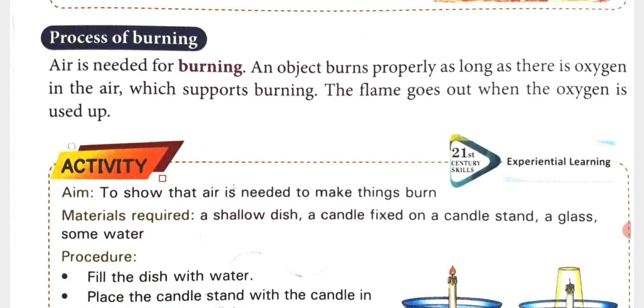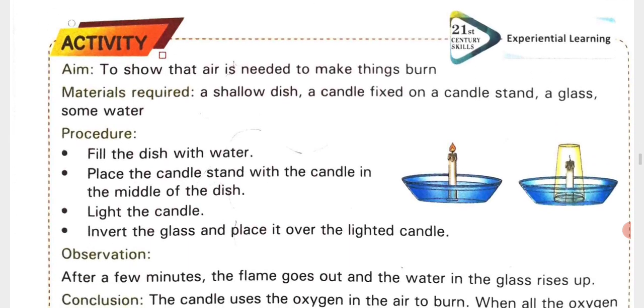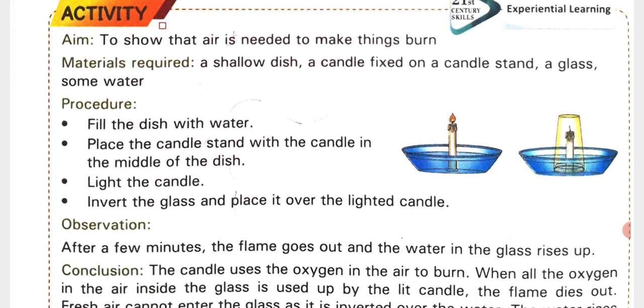Now, the process of burning. Air is needed for burning. Objects burn properly as long as oxygen is present, because it supports burning. The flame goes out when oxygen is used up. Look at this picture. They have shown one activity to show that air is needed to burn things.